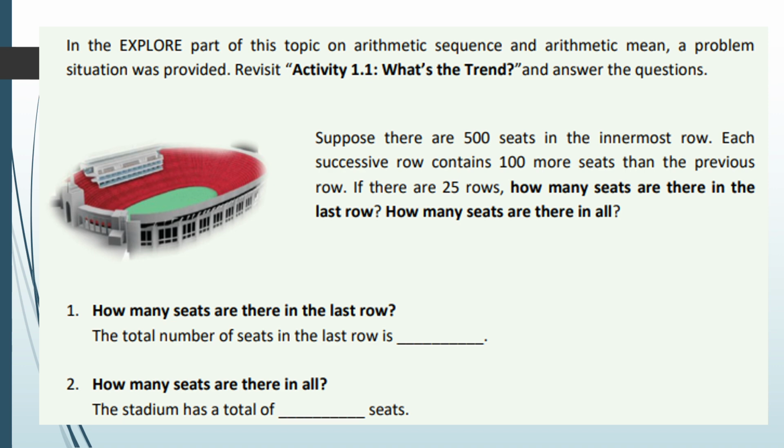So suppose there are 500 seats in the innermost row. Each successive row contains 100 more seats from the previous row. There are 25 rows. How many seats are there in the last row? How many seats are there in all?